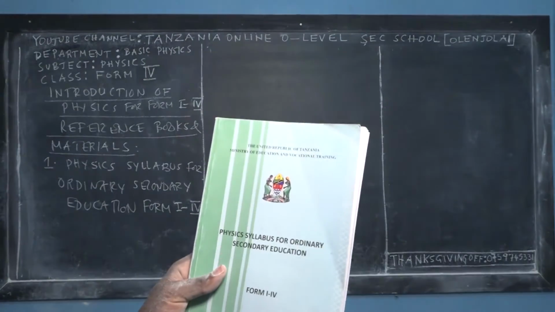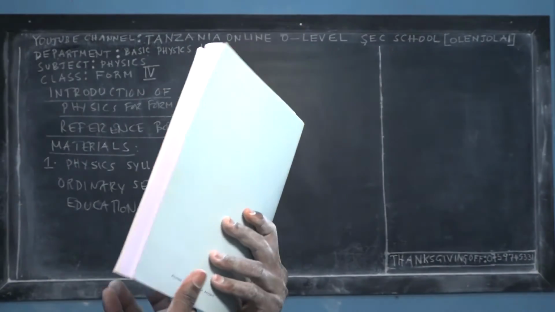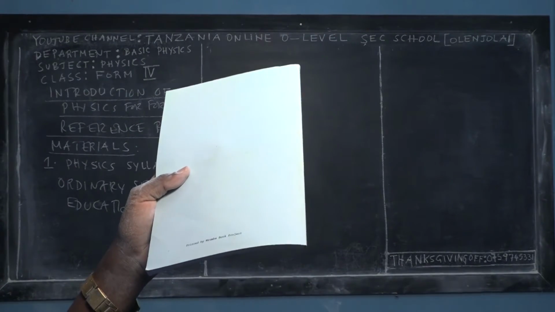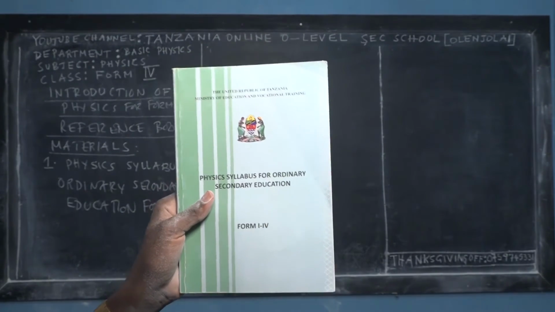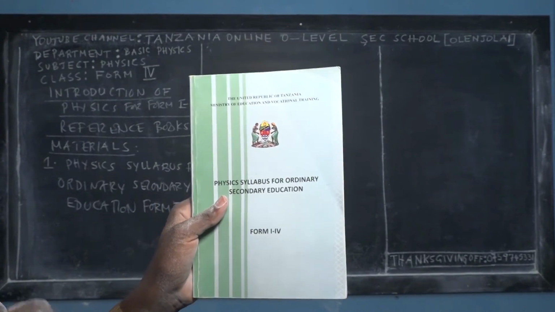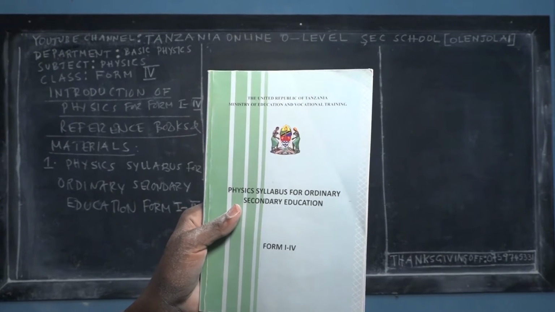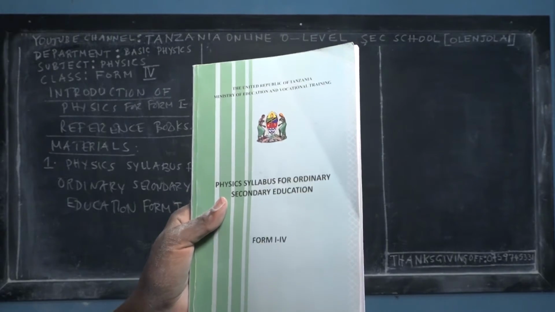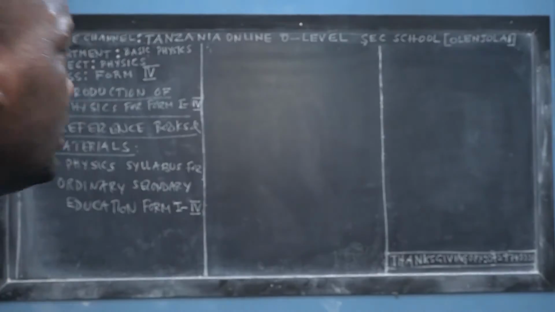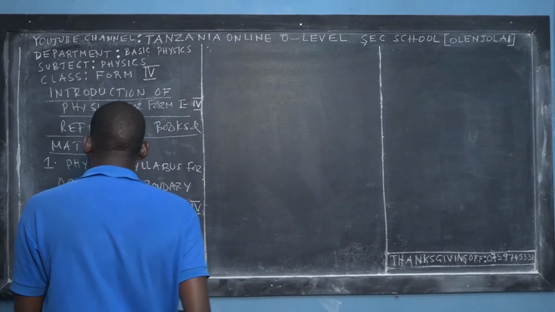Make sure that you have this book. In case you don't have it, don't worry, it is printed by Mkuki na Nyota Book Project. You can order this book online, read the descriptions below, then you'll know the cost, and you can order it, and we can ship it to you in any region or any city of the United Republic of Tanzania. So that's the first reference book that you need.